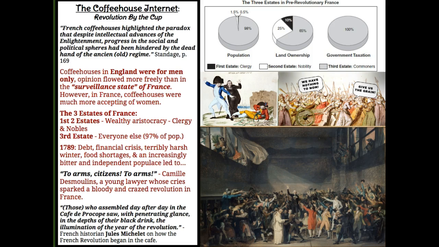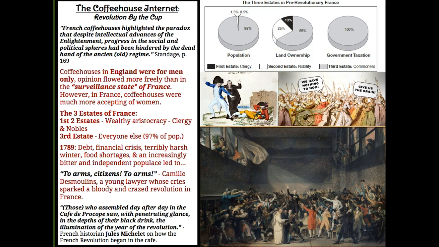And in France, and we'll talk a lot about this second semester when we talk about the French Revolution, you have the three estates. Three estates of France. The first and second estates were the wealthy aristocracy, the clergy, the nobles. The third estate, which was 97 to 98% of everyone else, included merchants, the commoner, anyone that was considered a commoner, peasants.